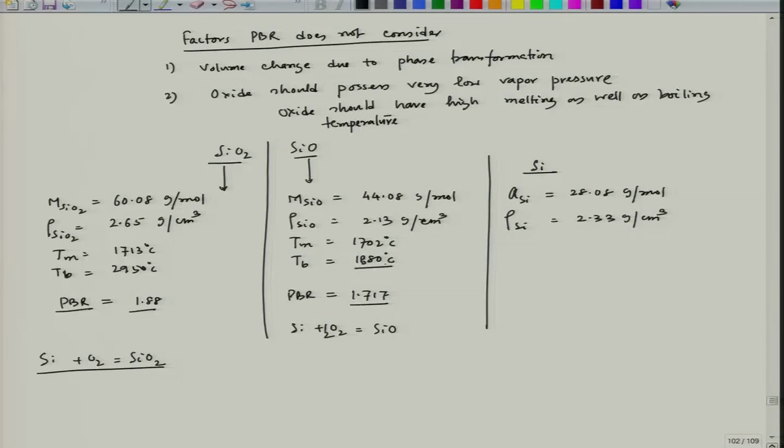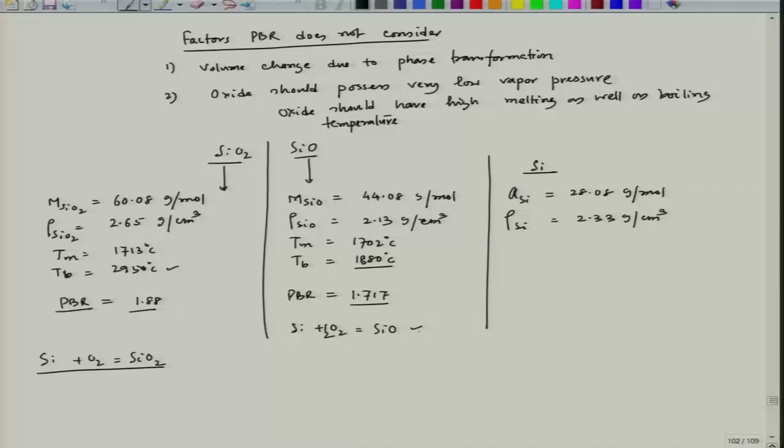this one has a boiling point of 1880 degrees Celsius and here the silicon oxide is 2950 degrees Celsius. So, this one would try to evaporate, and once it evaporates, there will be no oxide layer sticking to the surface and it will expose the metal surface for further oxidation. So, these particular factors are not considered in PBR.